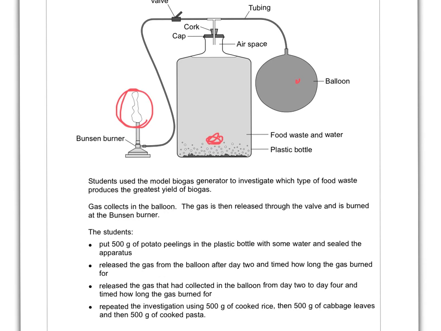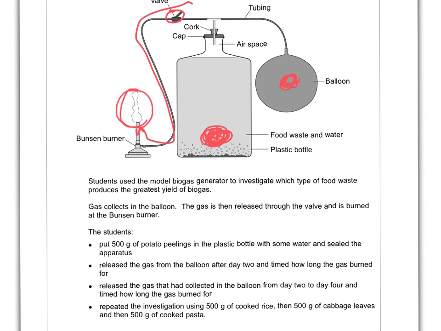Gas collects in the balloon. The gas is then released through the valve and is burned at the Bunsen burner. So a bit of a safety thing going on there. So basically, the bacteria in here digest the food. The gas collects in here. Then the valve is opened. The gas flows out there and is burnt.